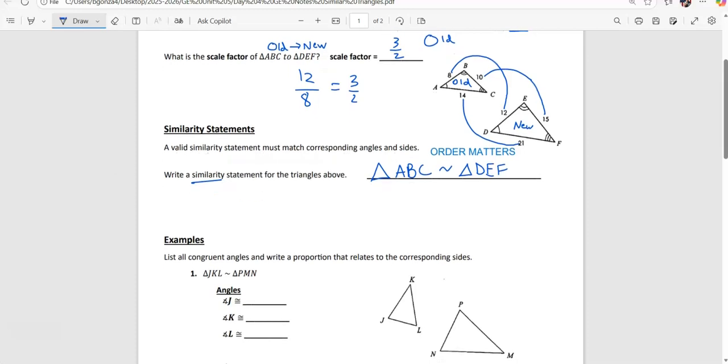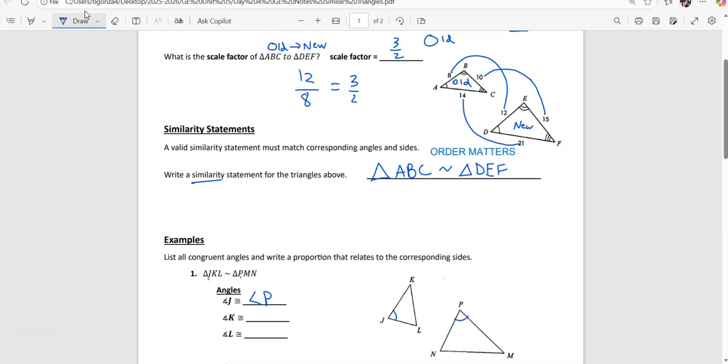Okay, here's some examples. List all the congruent angles and write a proportion that relates the corresponding sides. Do you see the little statement right here? JKL is similar to PMN, so the first letter matches the first letter. Angle J is going to be congruent to angle P. Order matters, so let's put one arc on J, one arc on P.